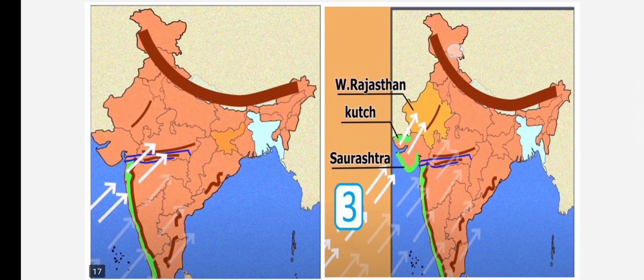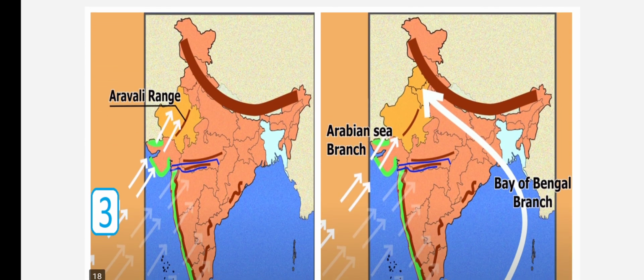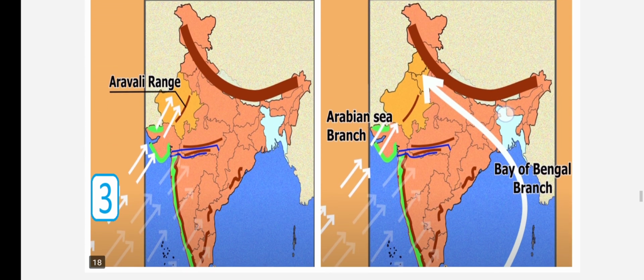After that, it enters the Ganga plains and mingles with the Bay of Bengal branch. That's why this Arabian branch of monsoons mingles with the Bay of Bengal branch of monsoons on the Ganga plains. The third part of the Arabian Sea branch strikes the coast of Saurashtra and Kutch.